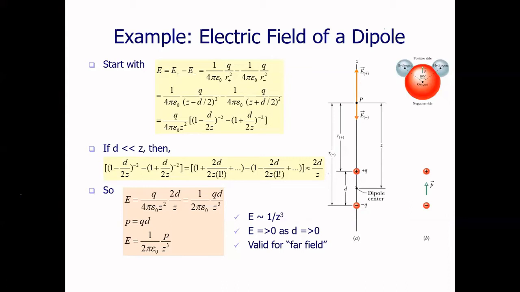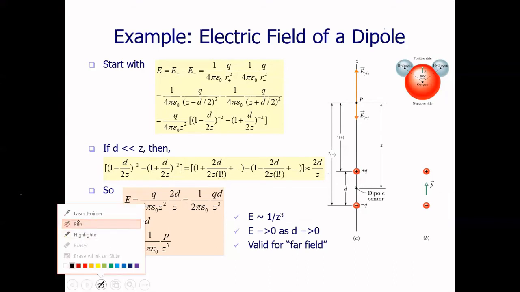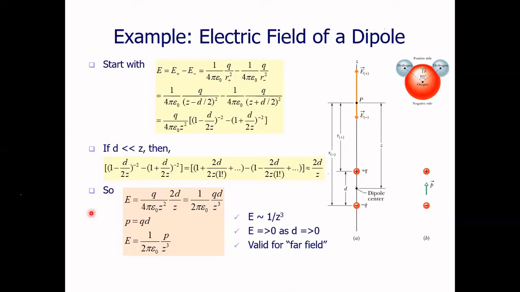So let me now try to explain what we are trying to do here. In this diagram, let me activate my laser pointer so that we are able to see properly. Here, this is our dipole. This is the negative charge on the dipole. This is the positive charge on the dipole. Think of this as one system. This is what is called the dipole. The separation distance of these charges is D.